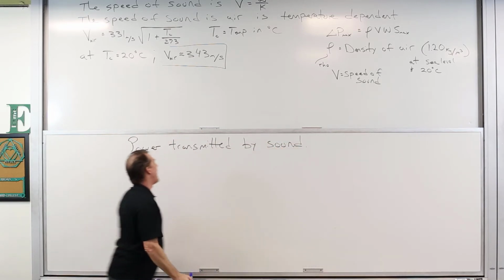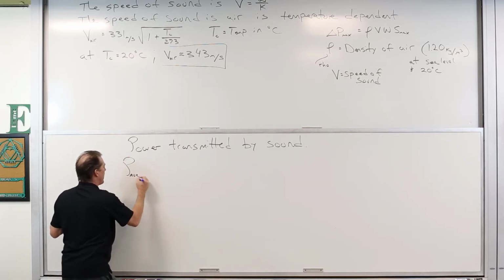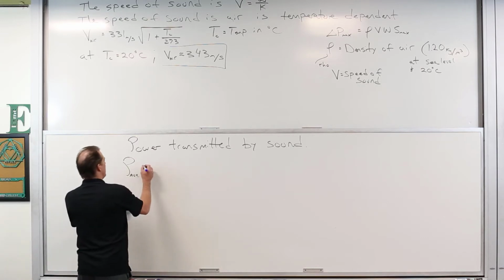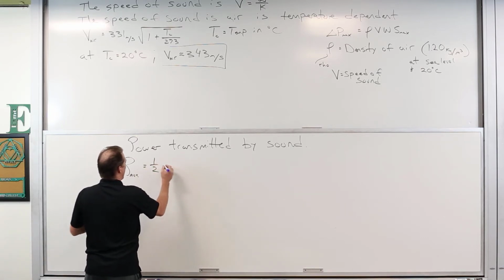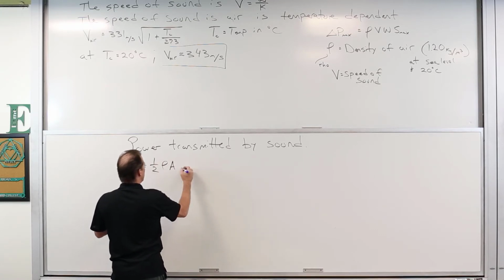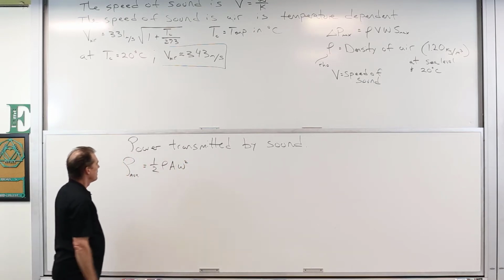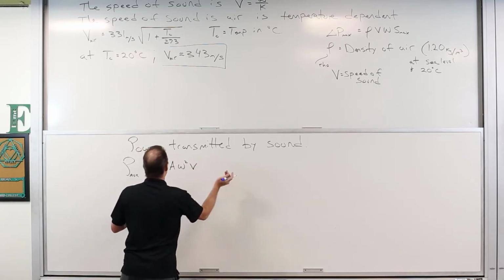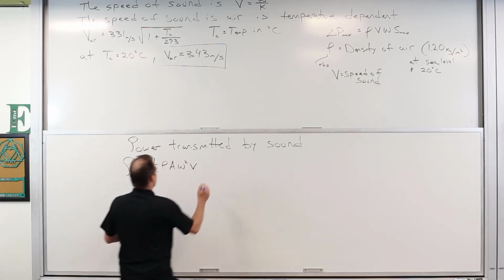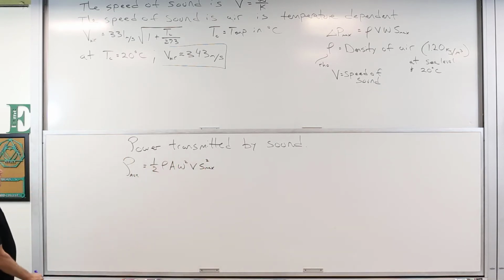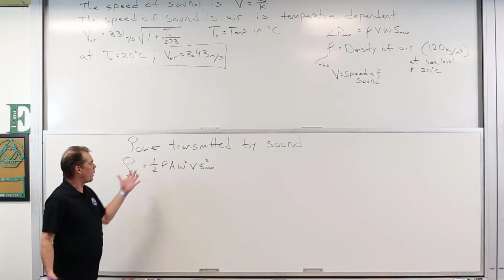Power transmitted by sound. The average power transmitted by sound, the average over one cycle time-wise, is equal to 1/2 rho A V omega squared S max squared. Yeah, this is it. So what do we have here?